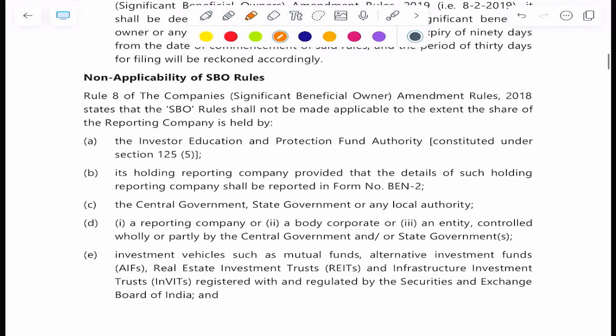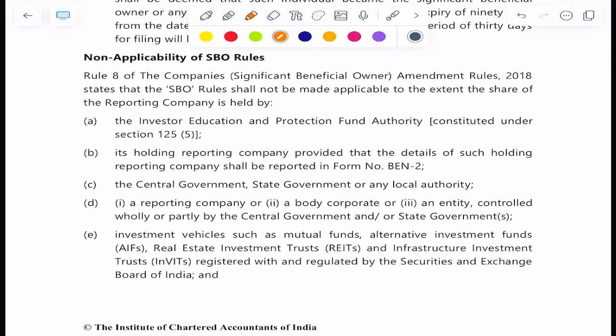Non-applicability of SBO rules. Rule 8 of the Companies rules states that the SBO rules shall not be applicable to the extent of shares of the reporting company held by the Investor Education and Protection Fund Authority constituted under Section 125(5). If it is a holding reporting company, provided that the details of such holding reporting company shall be reported in Form BEN-2.